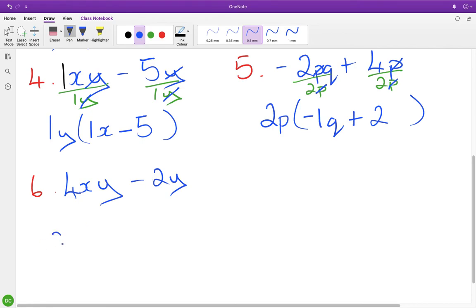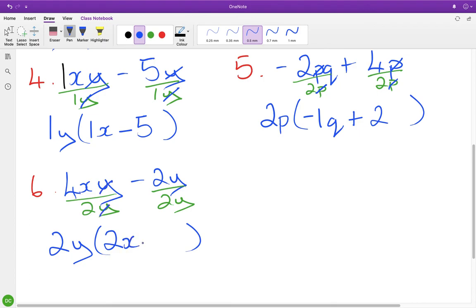There is, it's 2. And is there a letter common? Yeah, they both have a y. Okay, so once I have my highest common factor, I divide by it. Divide 2y, divide 2y. 4 divided by 2 is 2, and the y cancels the y, but the x is left. Sign is minus. 2 divided by 2 is 1, and the y cancels the y.